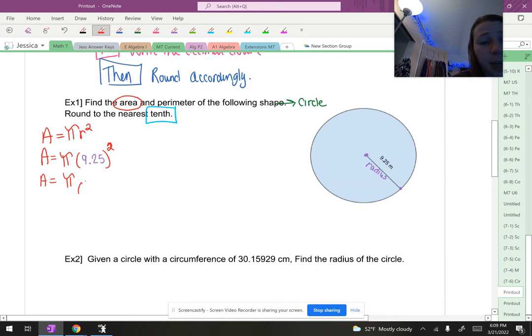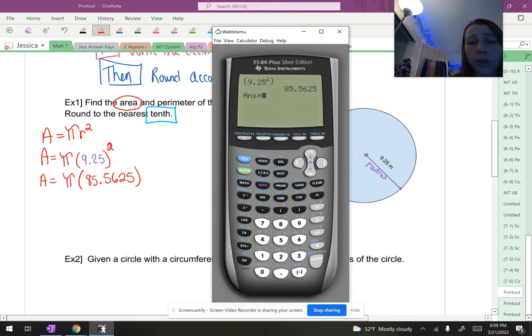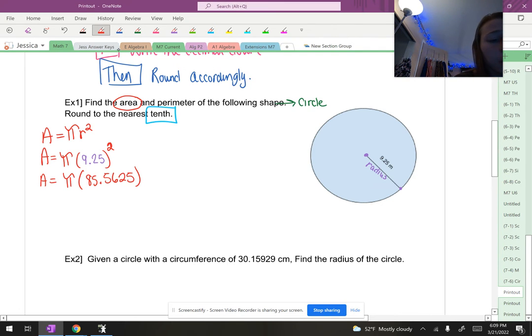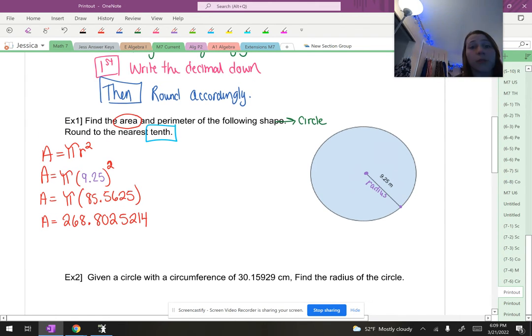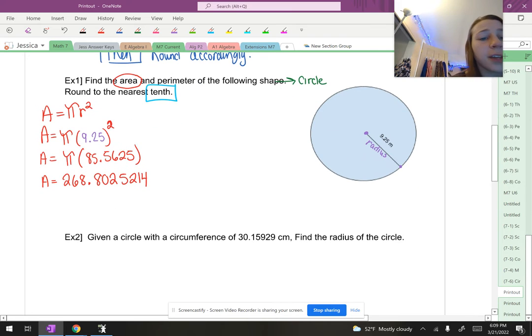So pi times 85.5625. And then right away, I'm just going to multiply that by my pi, making sure that I'm using that pi key to get an area of 268.80252214. Remember, first writing that decimal down, then we can round to the nearest tenth as it directed us to do.